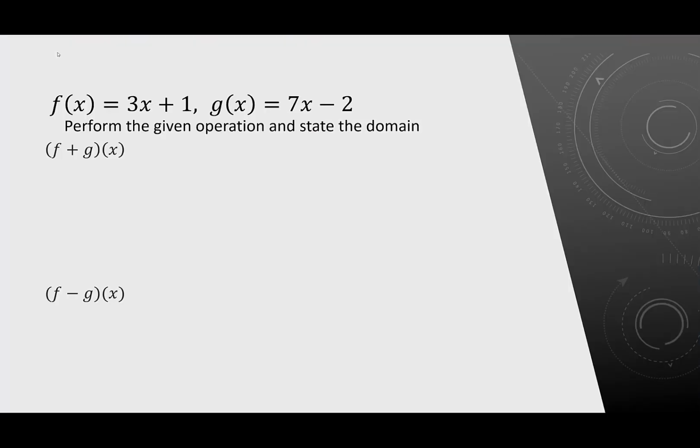So let's look at this one. I have f of x is 3x plus 1 and g of x is 7x minus 2. We are going to do addition, subtraction, and state the domain for each one. So f plus g, I have 3x plus 1 plus 7x minus 2. I add the 3 and the 7, that's 10x. I add 1 minus 2, that's negative 1. Notice there's no fraction, there's no radicals, so my domain is all reals. I'm going to write negative infinity to infinity.